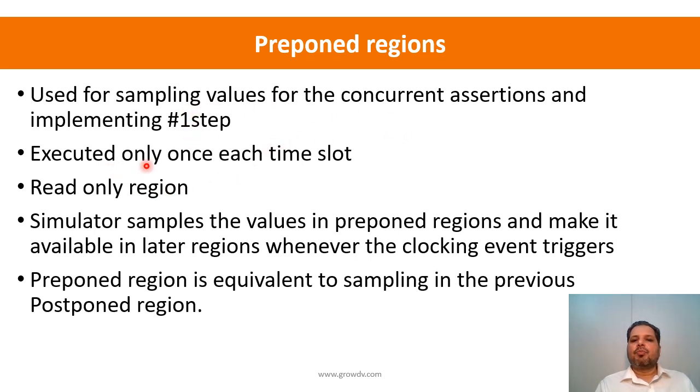And the preponed region is executed only once each time slot. It's a read-only region. There are no updates happening. The simulator samples preponed region values, stores them, and then makes them available in the later regions, for example, whenever the clocking event triggers. And the preponed region is equivalent to sampling in the previous postponed region. As you saw, there wasn't anything happening between them. So when we talk about clocking block, you will see #1step, preponed region, postponed region, they are all equivalent.